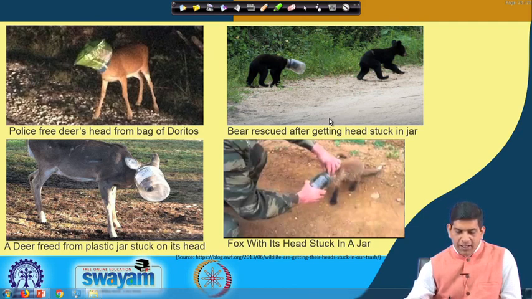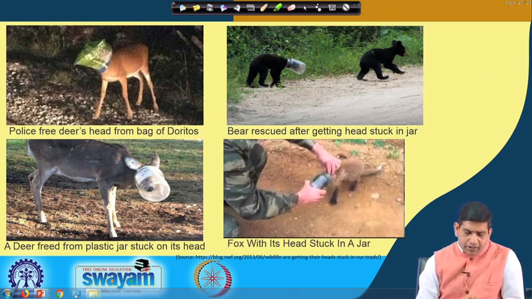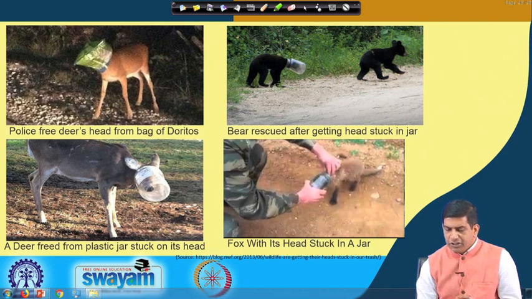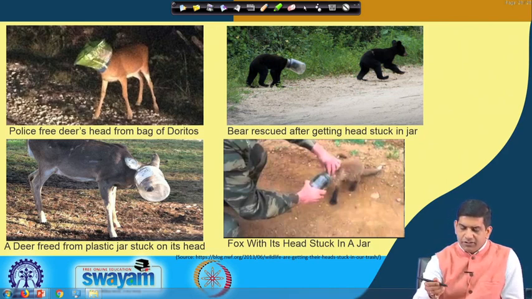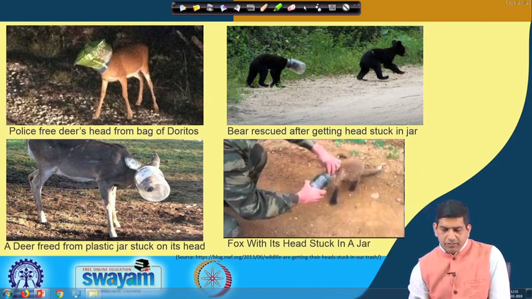Some of the wildlife or land issues: you will see that many times a deer got entangled with a bag of Doritos, and it just got onto its head. Deer freed from plastic jar stuck on its head. Bear rescued after being stuck in a jar, those plastic jars, and a fox with its head stuck in a jar. We see these kinds of things reported from time to time on social media.